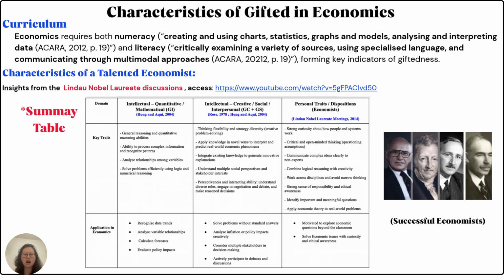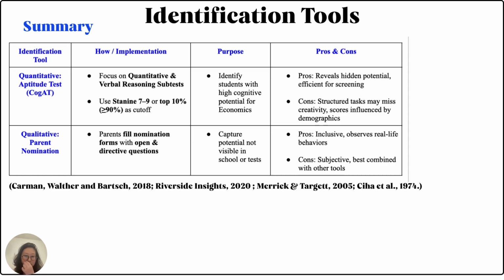However, these characteristics are often hard to observe in traditional classrooms, which focus on homework, assignments, and tests as measures of academic performance. And this can disadvantage students who are gifted but not yet demonstrating their full talent. Therefore, we need to use identification tools to better assess students' potential. To improve accuracy, we should combine objective, quantitative methods such as aptitude testing with subjective, qualitative approaches like pair nomination, as they do not identify exactly the same group of students.